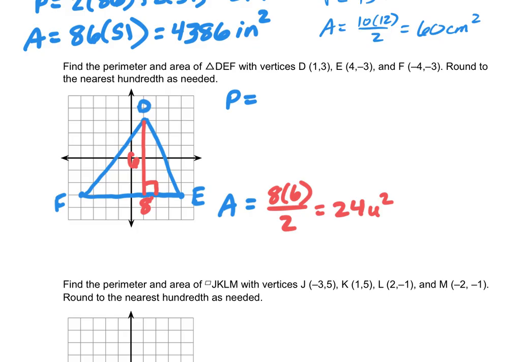Okay, perimeter, we have 3 sides, right? We know one of the 3 sides is 8, okay? That's the easy one.